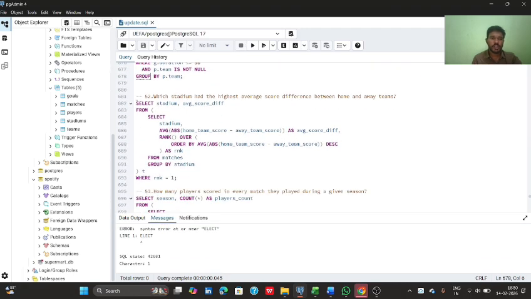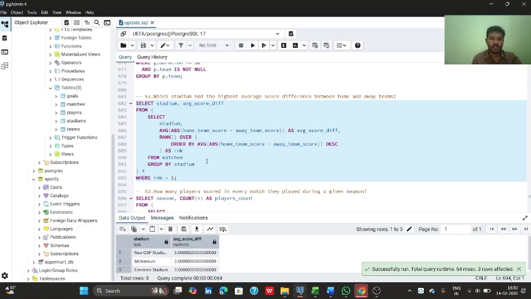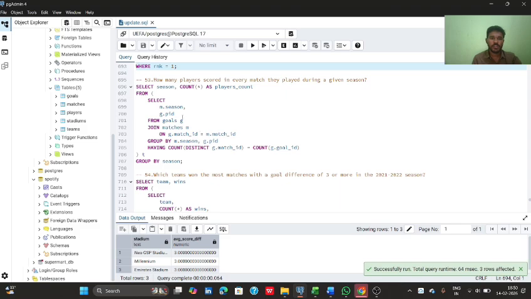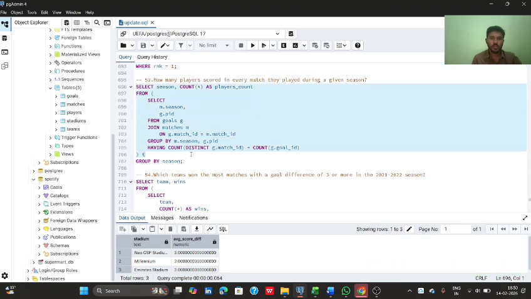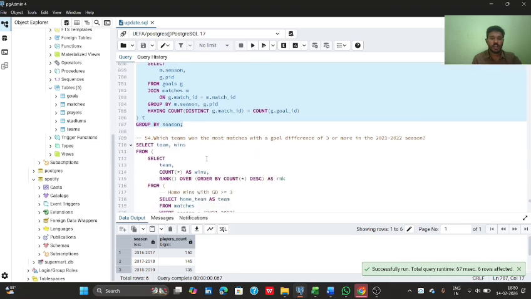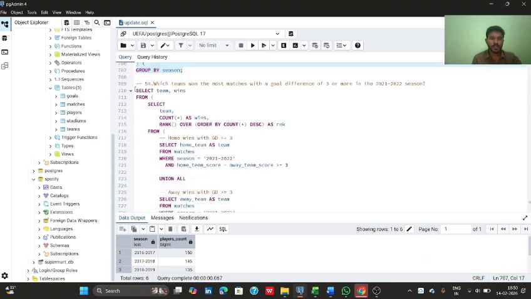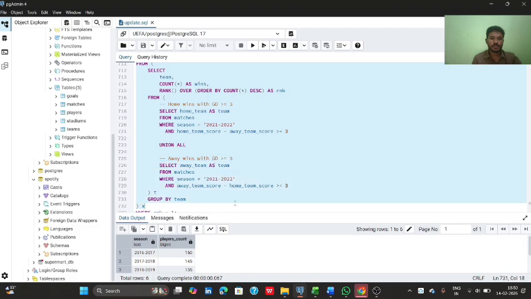Which stadium has the highest average score difference between home and away team? It will be showing the score difference. Next one is, how many players scored in every match they played during a given season? It is the season and player count.